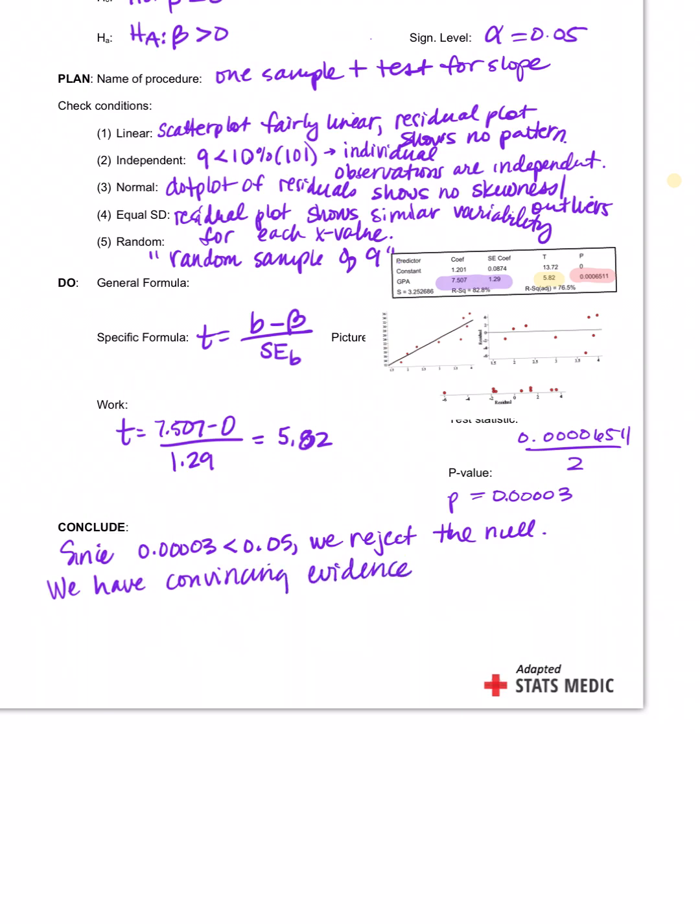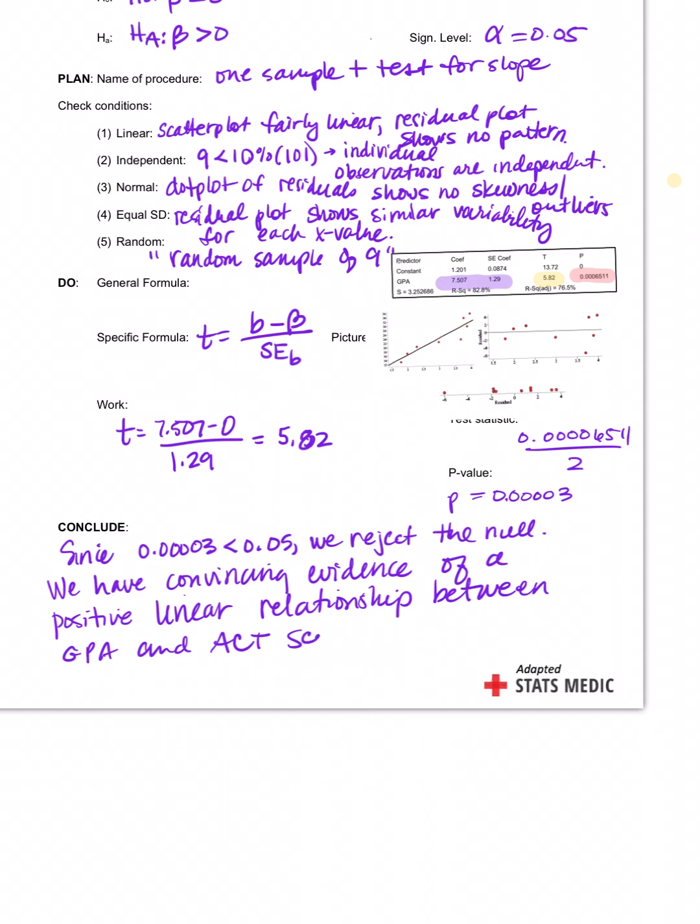Now look at our alternative. That was that the slope is greater than zero, right? Or in real layman's terms, it's a positive linear relationship between GPA and ACT scores. How do we feel about that? Not bad, is it? It's better?